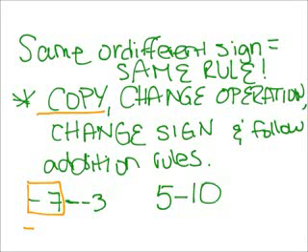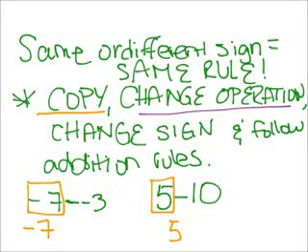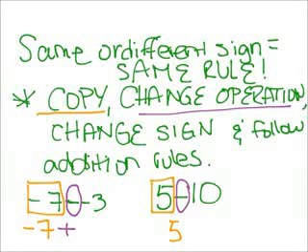So the first one, I just copy exactly as it is, positive or negative. Same thing over here. I'm going to copy just that 5. Then I'm going to change the operation. So that's my second step. Currently, this was being subtracted. Therefore, I'm going to change it to addition. Same thing over here. It was subtraction. I'm going to change it to addition.